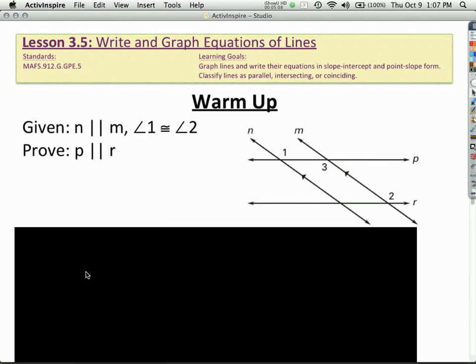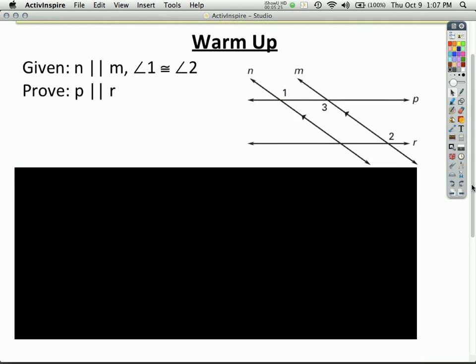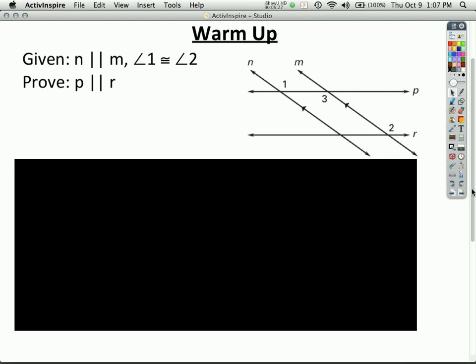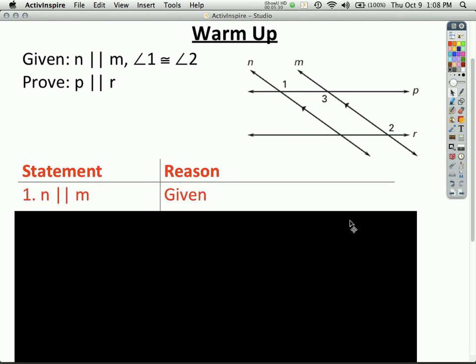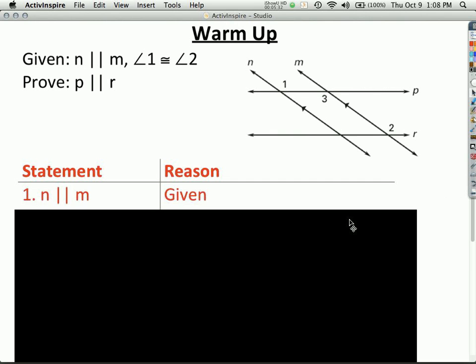All right. Pick up your colored pens and let's mark up our work to see how we're doing with proving lines parallel. So, start out with the given. Where'd you go from there? What was your next step?